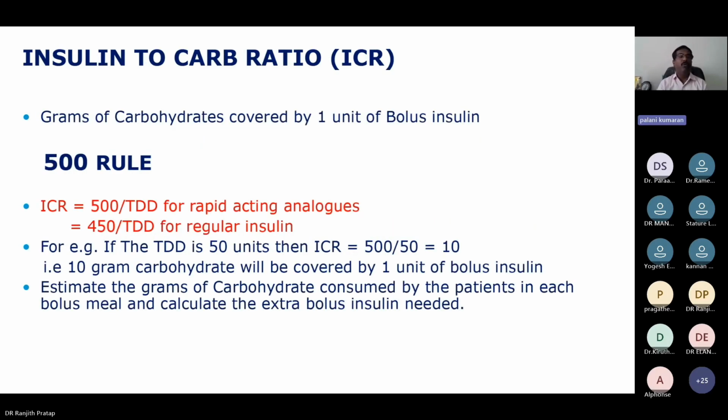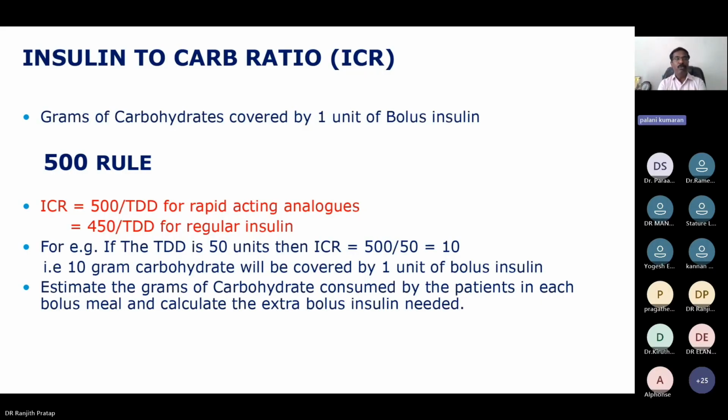For carbohydrate counting, there's a rule called the 500 rule. This is 500 or 450 divided by the total daily dose for rapid acting and regular insulin. Suppose the total daily dose is 50 units, then the insulin to carbohydrate ratio is 500 divided by 50, that is 10. That means 10 grams of carbohydrate will be covered by 1 unit of bolus insulin.